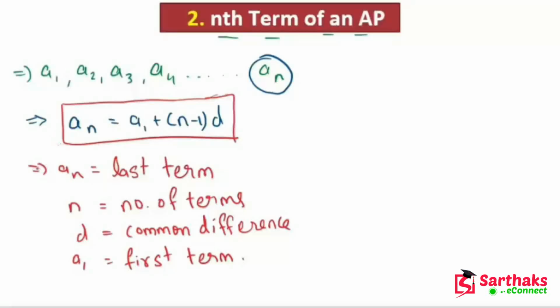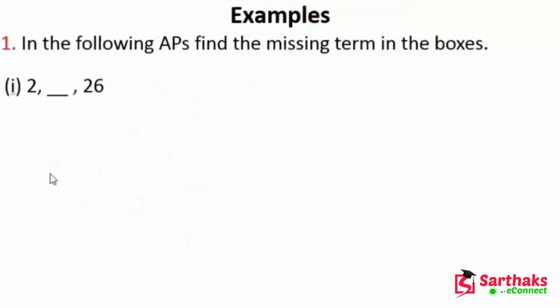So now it's time for doing the questions. In this lecture, we are doing a lot of questions. The first question is: in the following APs, find the missing term in the boxes. We have to find the missing term. We know A1 is 2 and A3 is 26.